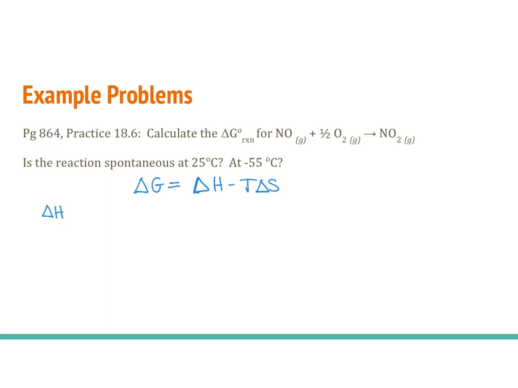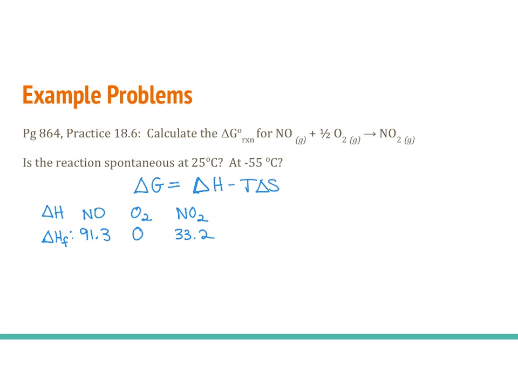So for delta H, the heat of formation for NO is 91.3 kilojoules per mole. For O2, well, that is an element, so the heat of formation is defined as 0. For NO2, the heat of formation for NO2 gas is 33.2 kilojoules per mole. So these are the heats of formation that I looked up in Appendix 2 in the back of my textbook.